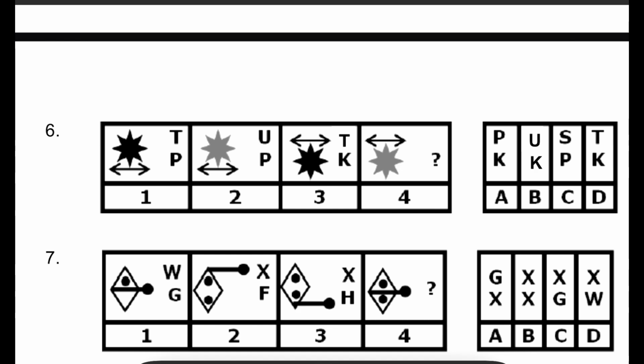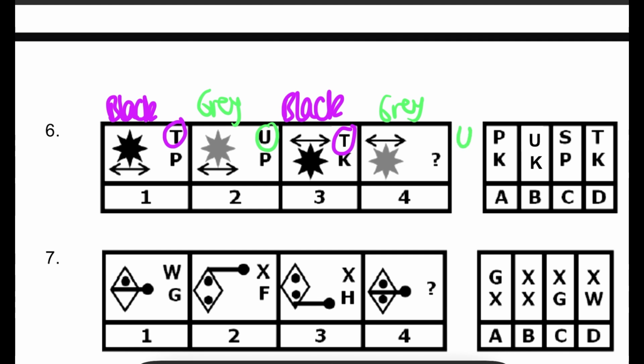So next question. So here, 1 and 3 both have a T as the first letter, and they both have a black star, whereas 2 and 4 both have a grey one. The first letter here is a U, so the first letter here will also be a U. So the answer has got to be B, as that's the only one with a U as the first letter.